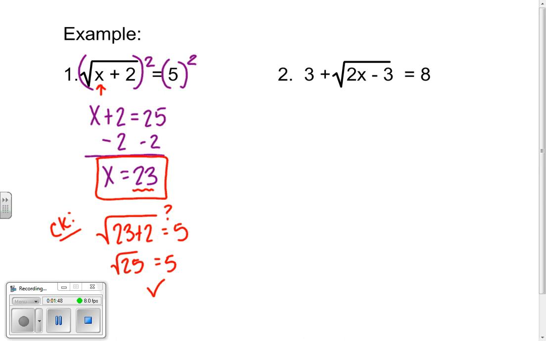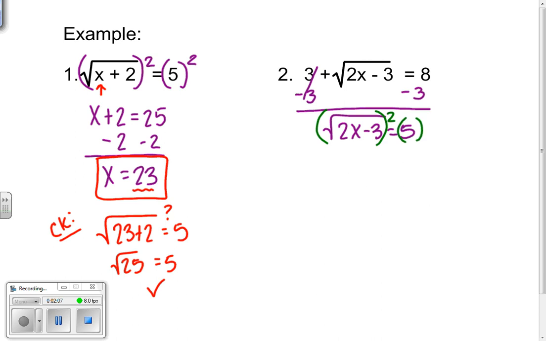Number 2, if I want to isolate the radical, I need to start by subtracting 3 from both sides. Subtracting 3 leaves me with the square root of 2x minus 3 on the left and 5 on the right. Step 2, raise each side to the power. In this case, I need to square both sides. Squaring the left gives me 2x minus 3, and squaring the right gives me 25. To finish solving this, I'm going to add 3 to both sides first, gives me 28. 2x equals 28. And dividing by 2 gives me x equals 14.